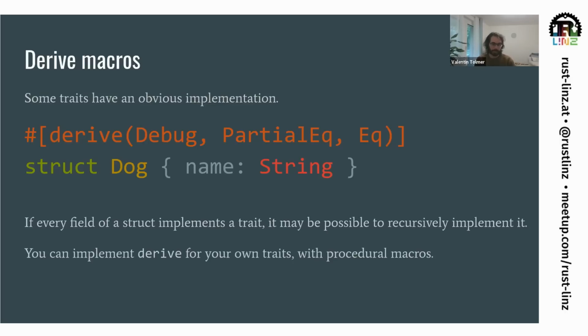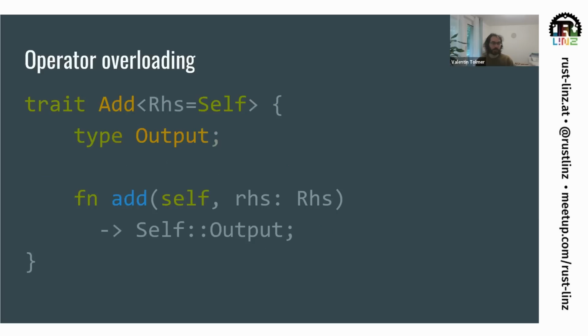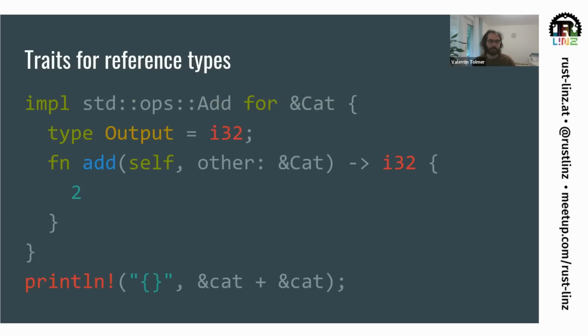I'm not going to get into that because that's a complex topic on its own. Another thing that we kind of touched on with PartialEq and Eq is operator overloading. To define what the plus does, you just have to implement the trait Add for Self and the right-hand side, which by default is Self. And so we could implement Add for Cat, say that when we add two cats, it returns an integer, and when we add them, it returns actually two.